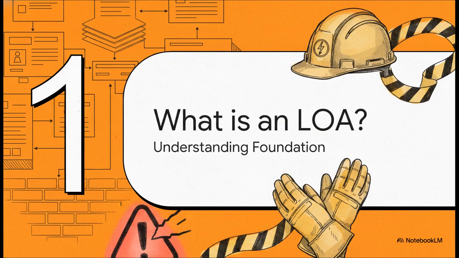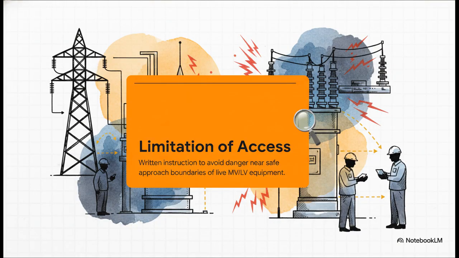Section 1. What is an LOA? Let's understand the foundation. The definition is incredibly precise. Limitation of access, or Tadid al-Maslak, is a written instruction issued exclusively by an SEC employee. Its entire purpose is to help you avoid danger when you're working near the safe approach boundaries of live, medium, or low voltage equipment. Now, what's really interesting here is that word near. You see, the LOA is the safety document you pull out specifically when the standard permit to work, or PTW, and the sanction for testing just aren't applicable. It's all about managing proximity and keeping a safe distance.